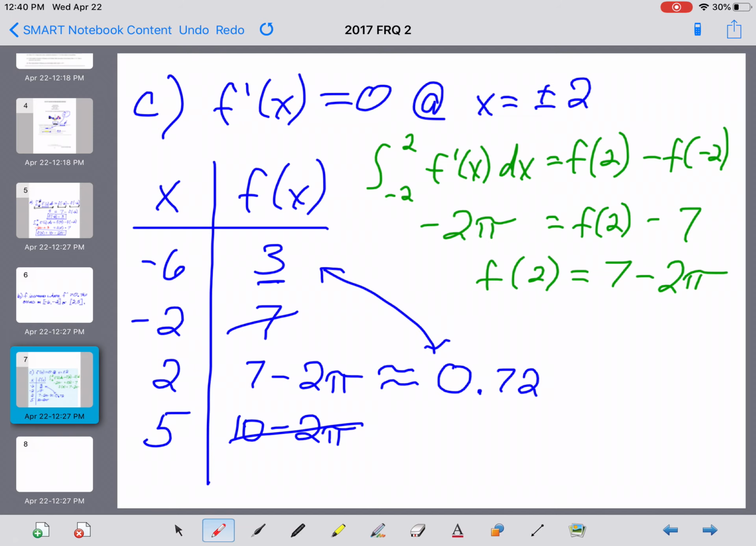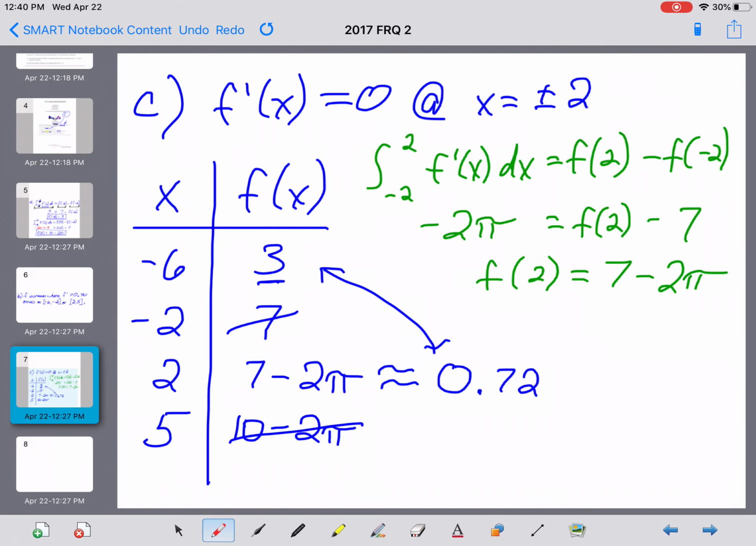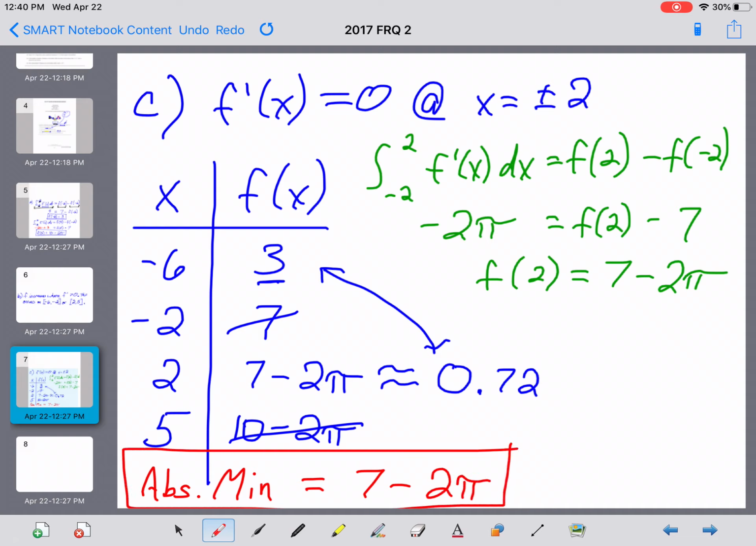So let me reread the question in here, and it says, find the absolute minimum value on that interval and justify your answer. Remember that justify does not require a whole verbal explanation. Our work has been our justification. So I just want to say clearly that the absolute minimum value is equal to 7 minus 2 pi. And that is really all that needs to be said or written, and that's our answer there to part C.